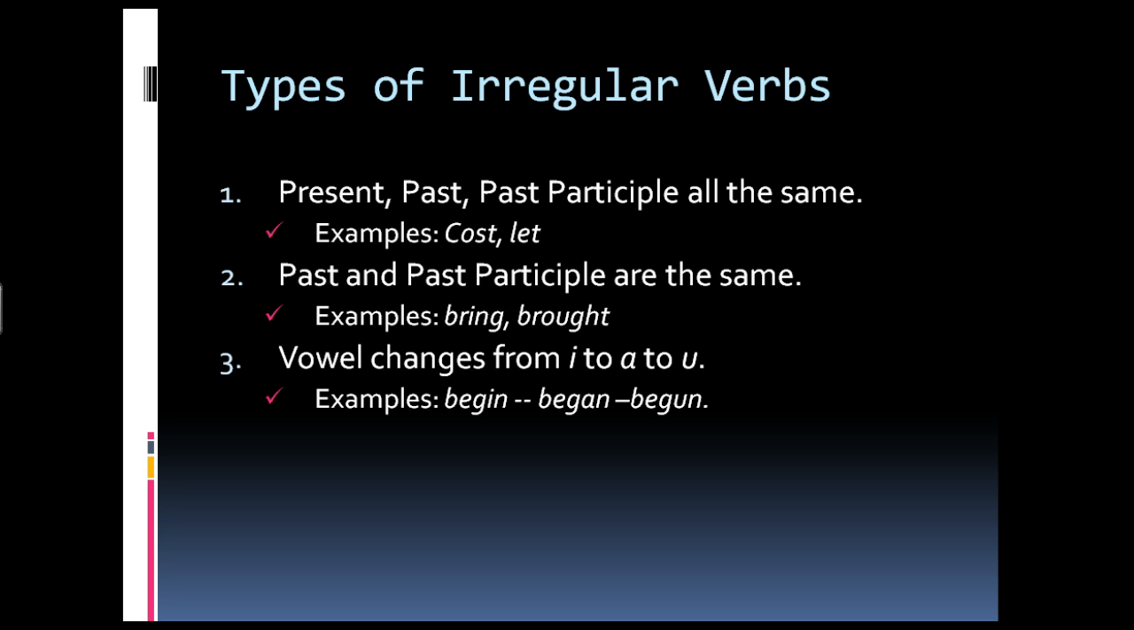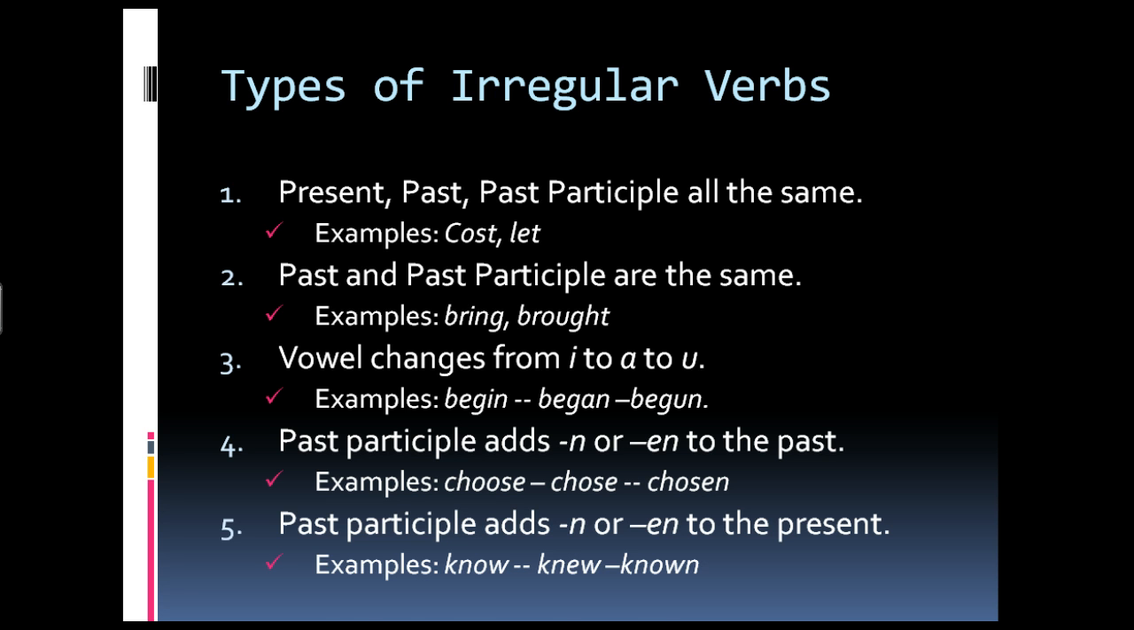There's an unusual set where the vowel changes from I to A to U. The example is usually begin, began, and begun. That also means that if swim and swam are correct, swum, technically, even though it might sound strange to you, is the past participle. And so we'd not say I had swam, it'd be I had swum.